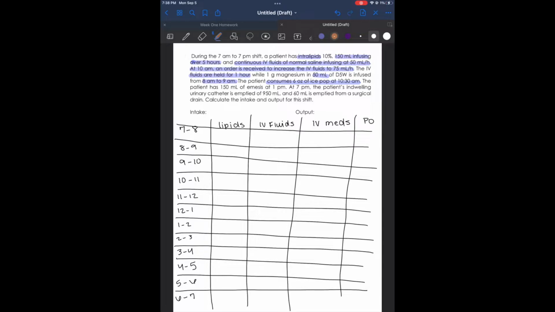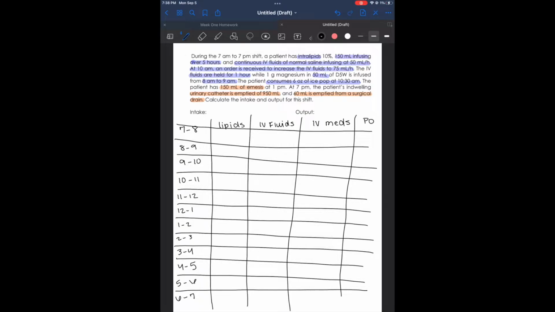Now looking at output, we're going to highlight that in a different color. We'll do this orange. So we have 150 milliliters of emesis. Emptied their catheter for 950 and empty 60 from the surgical drain. All right, so now looking at our chart.